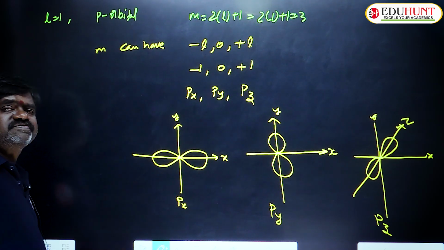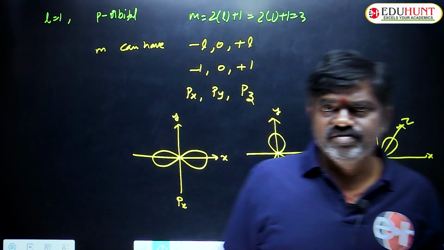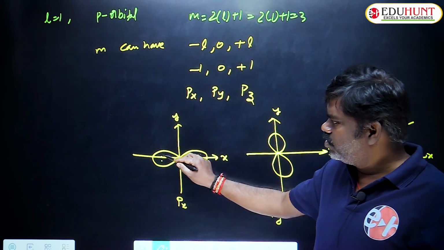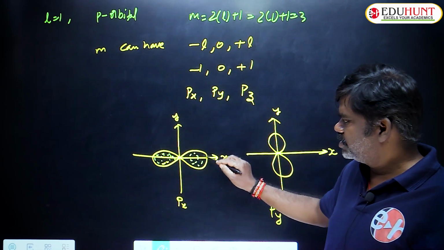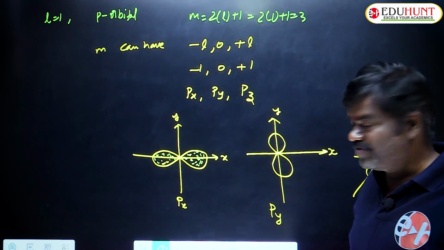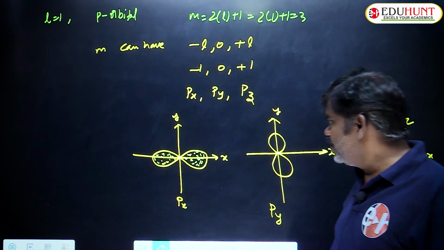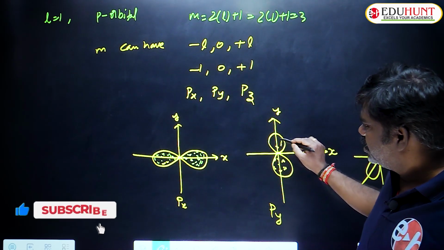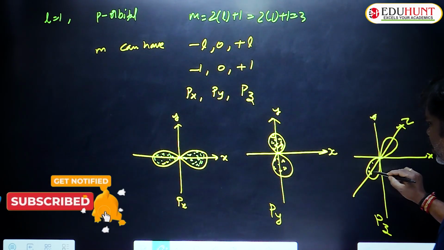So here in the Px orbital, the total electron probability along the x-axis is 0 only one time. So this is called one nodal plane. Every p orbital contains only one nodal plane. Then the L value is 1. If the number of nodal planes is 1, that is L value 1.